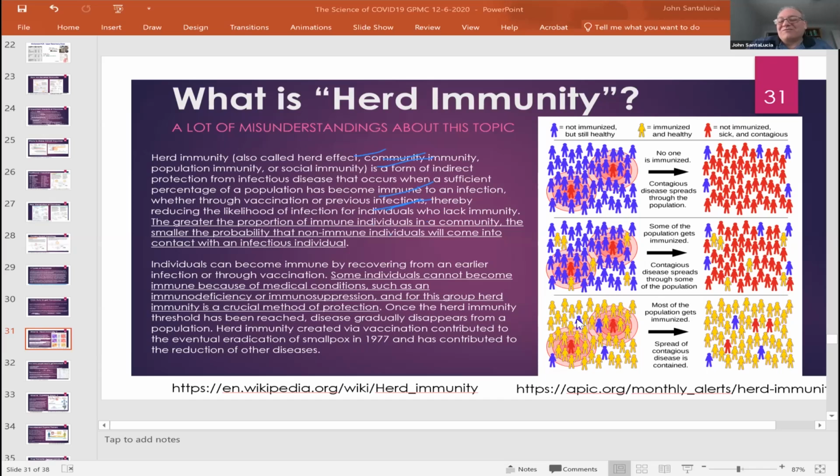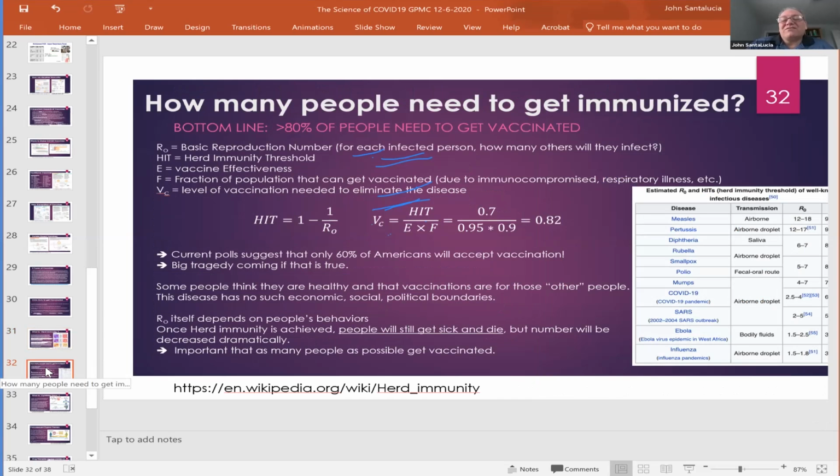Now, if everyone says, oh, I'm just going to rely on everyone else getting vaccinated, well, then there's just not enough of the population vaccinated for that herd effect to actually work. So that leads to this important question: how many people need to get immunized in order for there to be this herd immunity effect? And the answer to that question is it depends on a lot of things, some of which we know about and some of which we don't know.